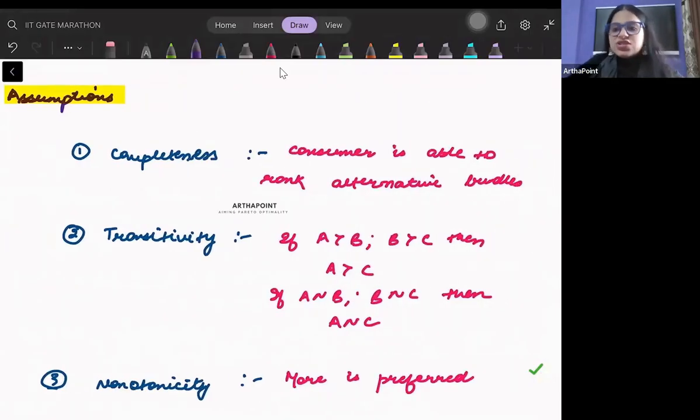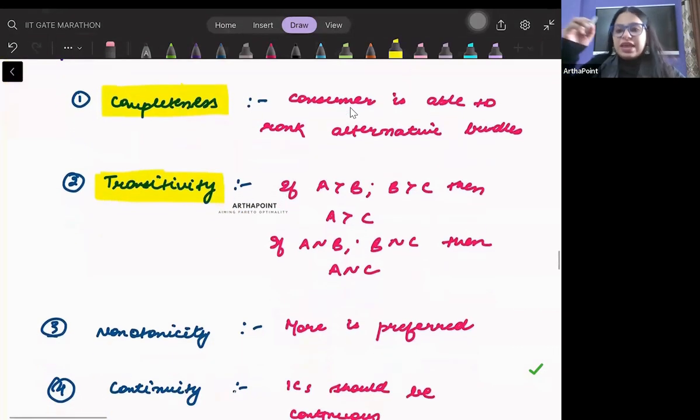So completeness just says that you will be able to rank different bundles. मतलब you should be able to tell whether you prefer A over B, or B over A, or you are indifferent between A and B. ऐसा नहीं होना चाहिए that you say, I don't know. So completeness says that you must be able to rank different bundles. आप इन bundles को rank कर पाओ. This is important.